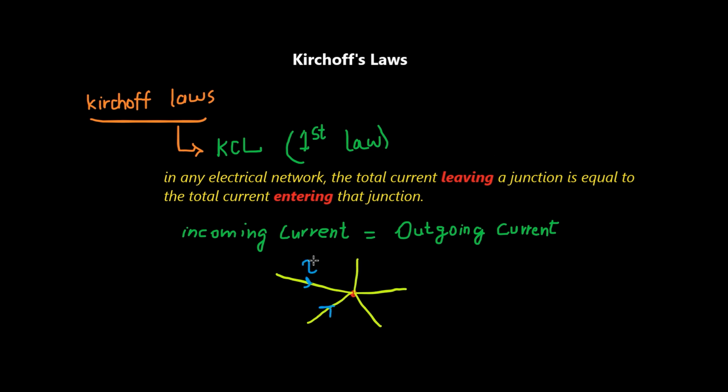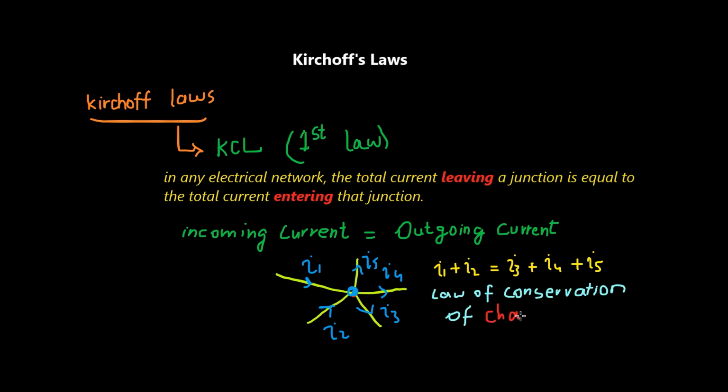For example, we have a network in which 5 currents are flowing. I1 and I2 are incoming currents, while I3, I4, and I5 are outgoing currents. According to KCL, we can write that I1 plus I2 is equal to I3 plus I4 plus I5. An important point to consider here is no charge will be accumulated at the node. Therefore, KCL is based on the law of conservation of charge.